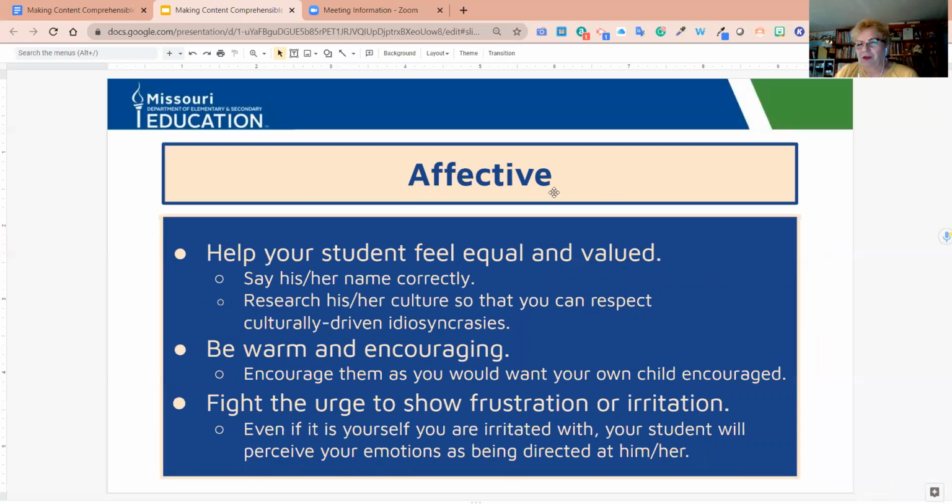And then helping your students with that affective filter. We want them to feel equal and valued in the class. So some of the things you can do is make sure you say their name correctly. A project that I did with all of my classes from kindergarten to high school was called My Name, My Identity.